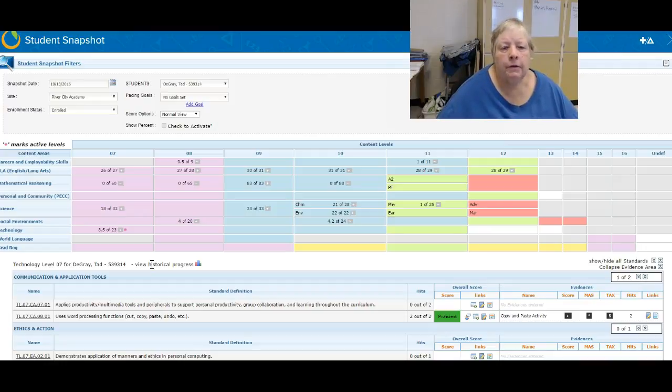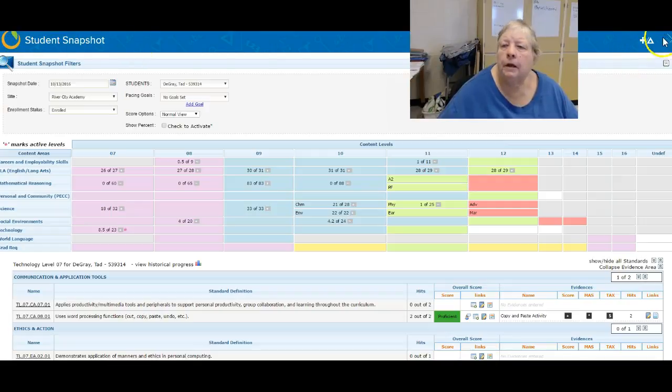So Careers 7 is a class where our 7th graders are getting some help to get their technology and their careers standards done. And it's also their study block. It's the last block of the day. So let me give you an idea of what they should be doing in that class or where they should be right now. So if you go into the student snapshot, which is one of the functions of Empower.